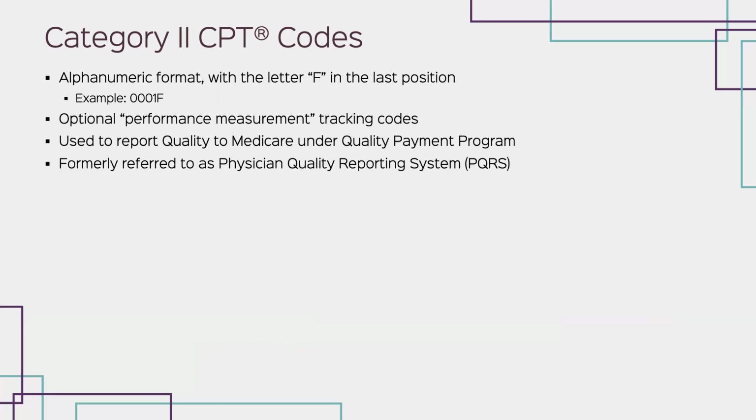Your category 2 codes, as we talked about, are going to be 5-character alphanumeric codes that end with the letter F. So you can see the example is 0001F. These codes are going to be used again for those performance measurements and then as a method for reporting quality to both commercial insurance carriers as well as your Medicare. Category 2 codes should never be reported by themselves. And while reporting of these codes is optional, they should always be reported with another category 1 code.